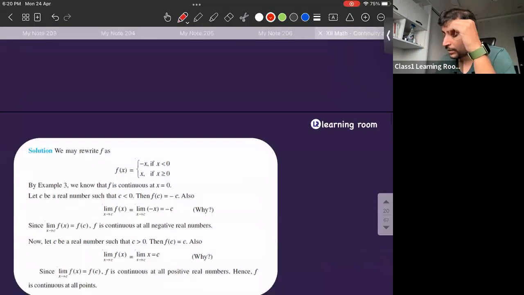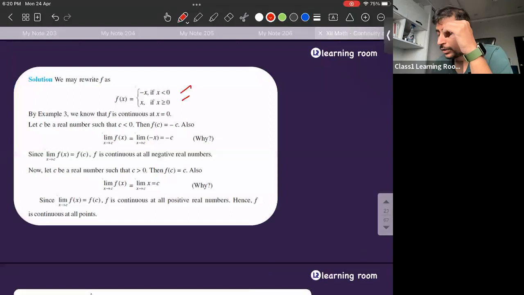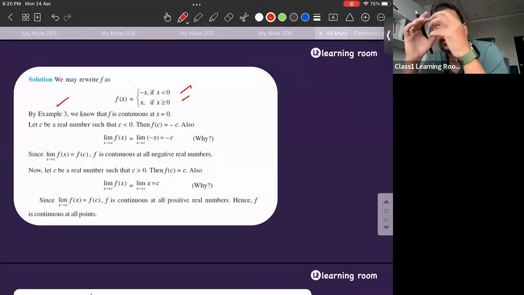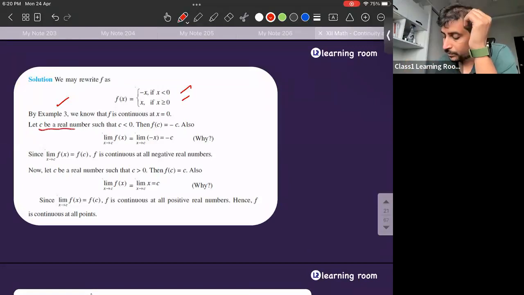See, f of x equal to mod x is something which we have already done. You follow the same steps and break it into two functions. We already solved it in example number 3. Suppose you take c to be a real number which is less than 0.